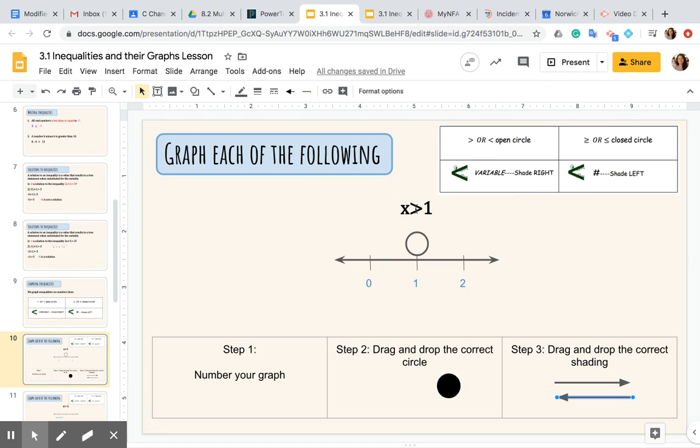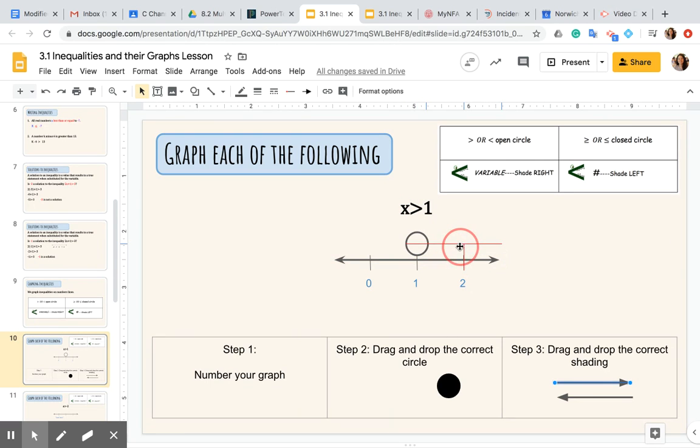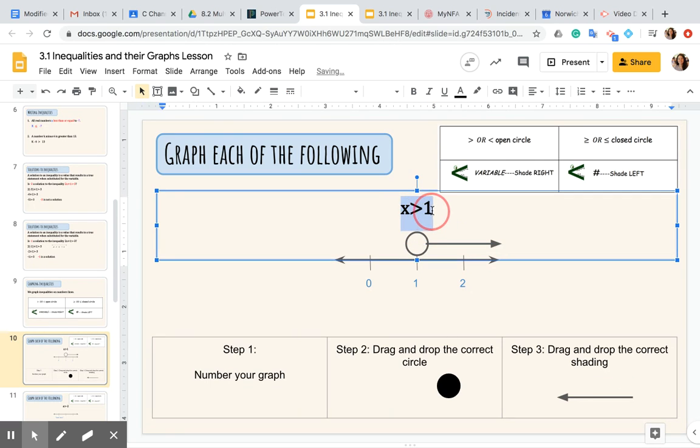Well, let's take a look and see which one it's eating. So if I look at this like a mouth, it's eating the variable. If it eats the variable, I want to shade everything to the right. Here's why. This reads x is greater than 1. That means that I want all the values greater than 1. Well, all the values greater than 1 on a number line are going to be to the right of 1.